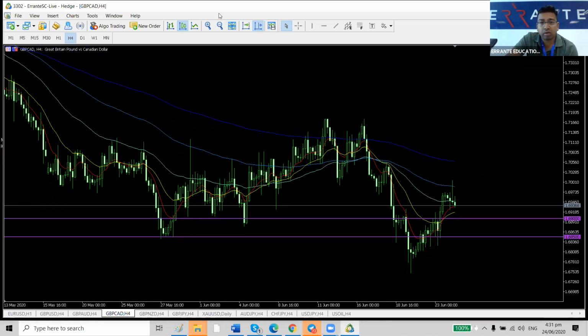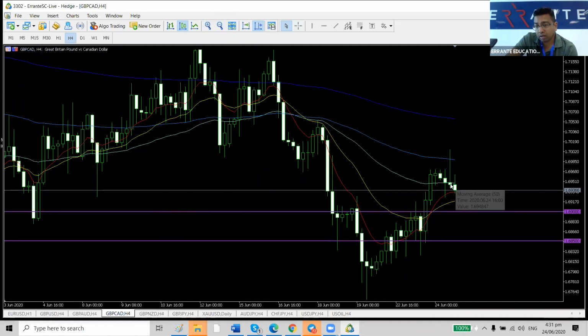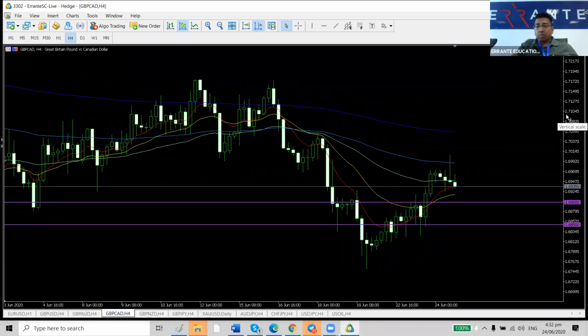That means it's signaling reversal, because if you've got a pin bar, a single candle that has a very small body but a very long wick, that gives us the idea of not having enough strength to go up, because the wick is to the upside. If the wick is longer to the upside, that means it doesn't have momentum to go up that much. Hence the reason it is reversing at the moment, the GBPCAD.